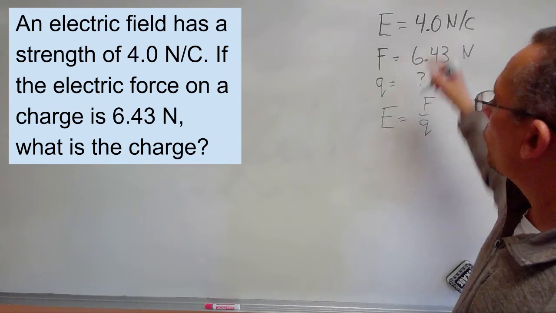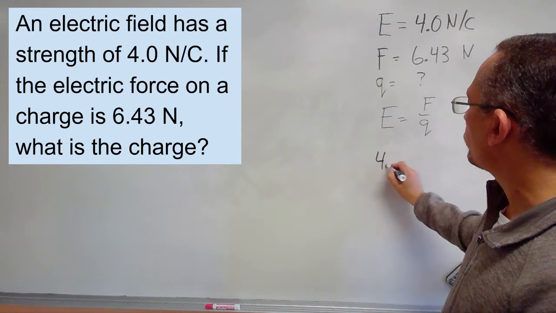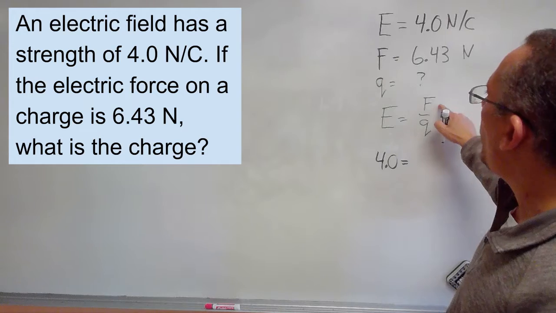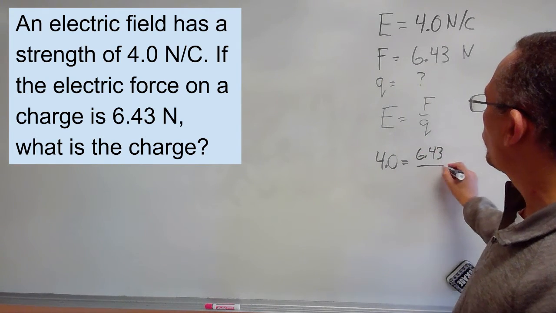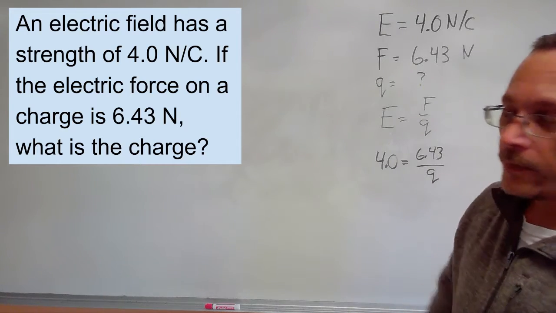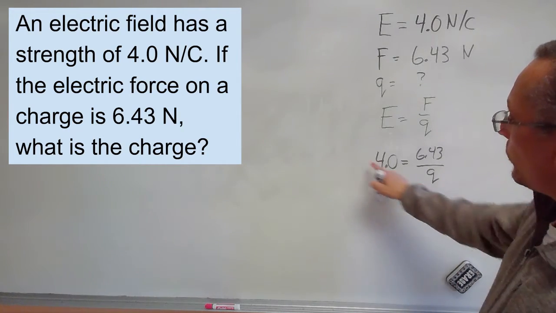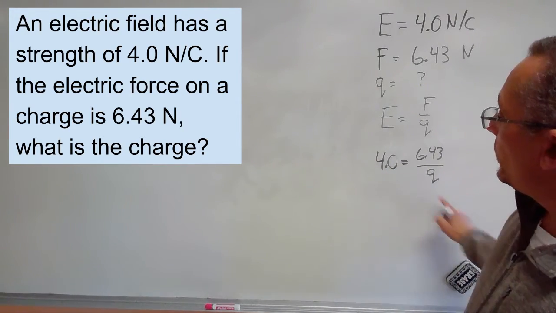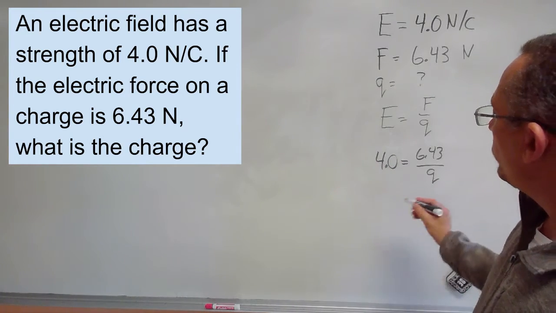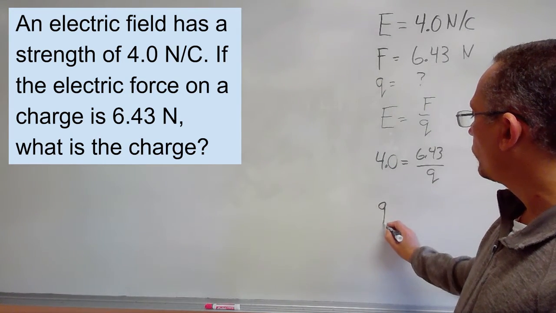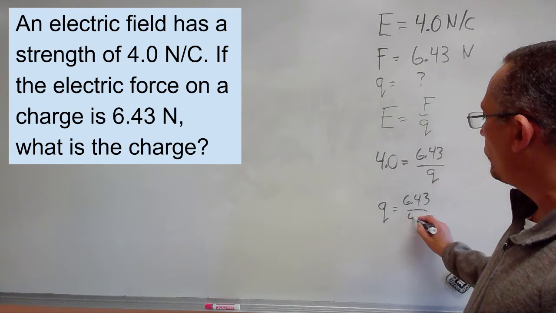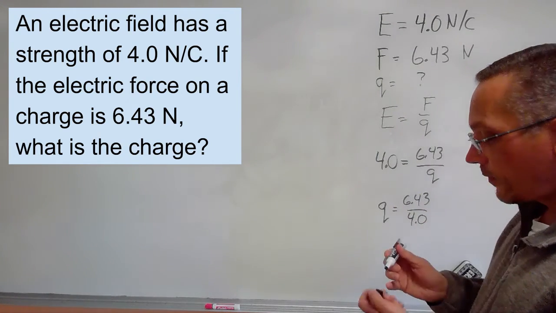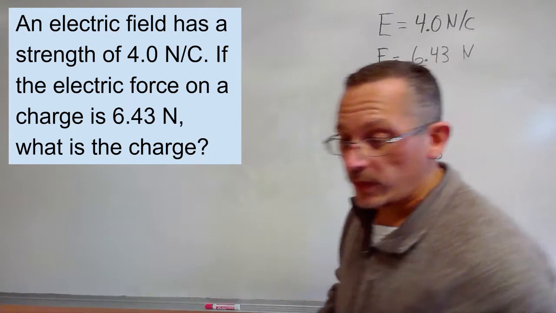So E was 4.0, F was 6.43, and Q, we don't know. So to solve this equation, I'm going to multiply Q to the other side, and I'm going to divide 4.0 to the other side. So Q equals 6.43 divided by 4.0. I'll get my calculator and figure out what that is.